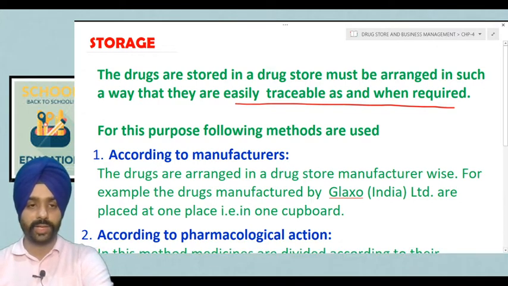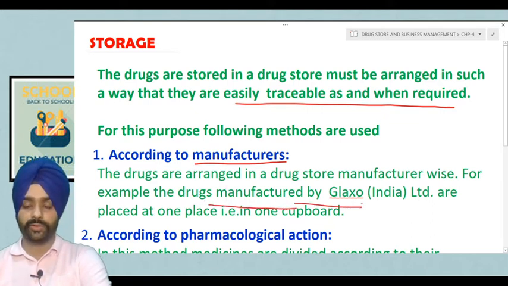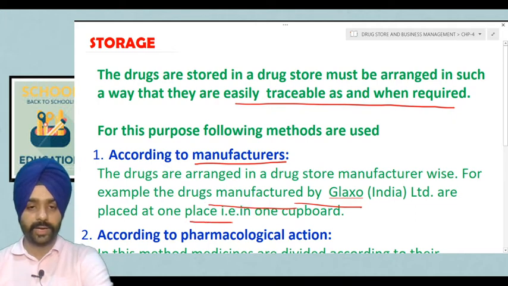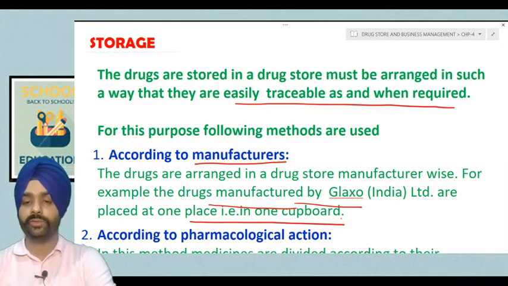Number one, according to the manufacturers, we can store the drugs as per the manufacturers. So this is how the drugs are arranged in a drugstore, manufacturer wise. Just for an example, consider the drugs manufactured by a particular company known as Glaxo. They are placed in one place, that is, in one cupboard. On that cupboard, we mark that these drugs are manufactured by Glaxo. So we have a visual idea of where these are placed, so that we can easily trace them.